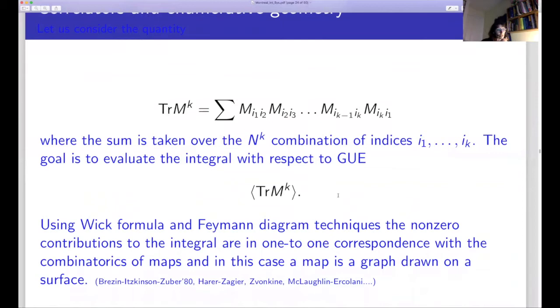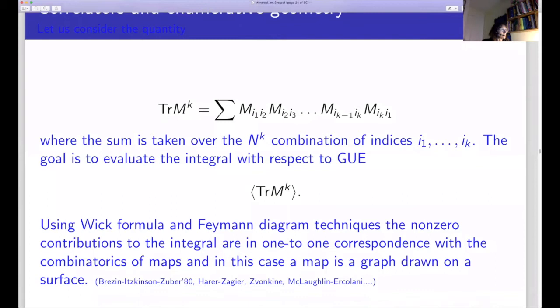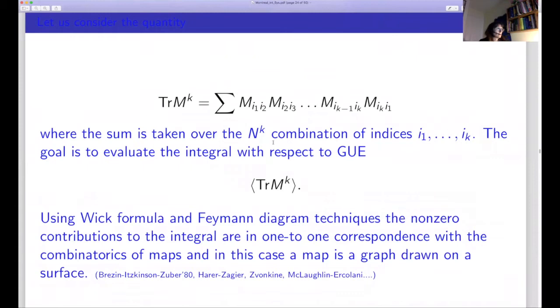So let me first recall something very old, and this is regarding the GUE. So when we calculate the trace for the GUE, we have an even potential, so e to the minus trace of M squared, and we want to calculate the trace of M to the k, where this trace of M to the k is the sum of this product, where the sum is taken over all combinations of indices from i1 to ik. And we want to evaluate the average. So this was done in this seminal paper by Brezin, Itzykson, Parisi and Zuber in the 80s. And they used Wick's formula and Feynman diagram technique to calculate the non-zero contributions of all these integrals. And they showed that this is in one-to-one correspondence with the combinatorics of maps, and in this case, the maps we are talking about are graphs drawn on a surface.